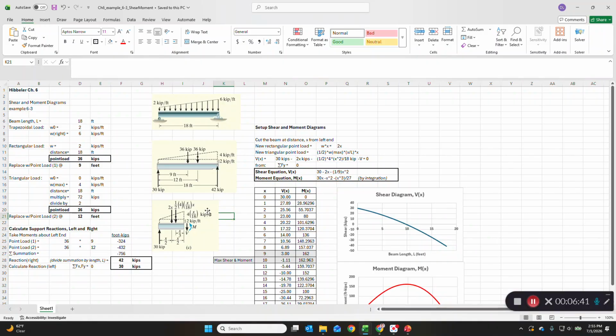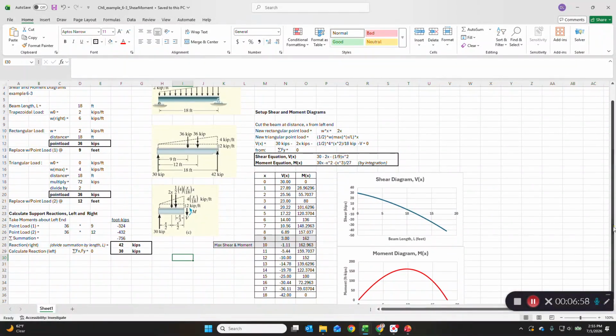So you could essentially do this that way, which is really kind of doing it in your head. But I would suggest the sums of the moments and take the moments method and make sure you observe the signage, negative or positive, correctly. So that part is done. We now move on to setup for the shear and moment diagrams.